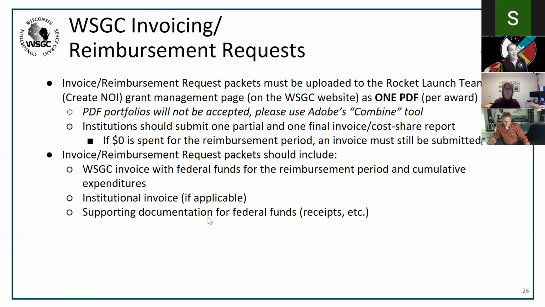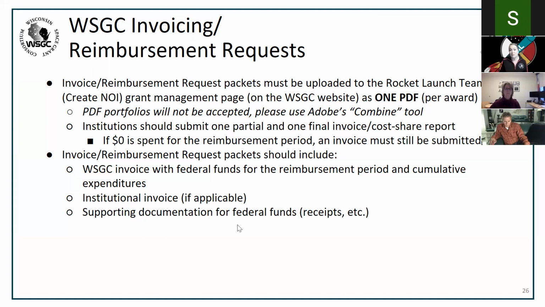The reimbursement request package should include the invoice with federal funds for the reimbursement period and the cumulative expenditures. So let's just say you've spent $2,500 in March, and then you spend an additional $1,500 in May. You are going to have the current cost at $1,500, but your cumulative will be $4,000. And then you will need to supply all supporting documentation for federal funds.